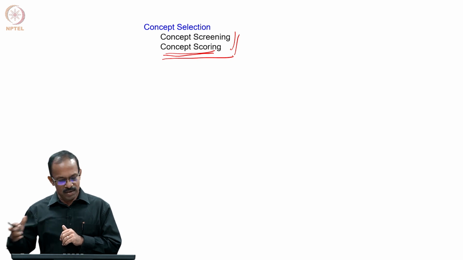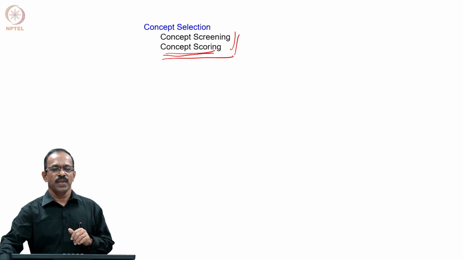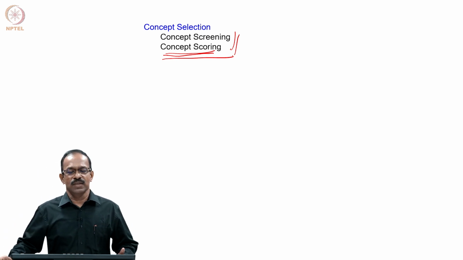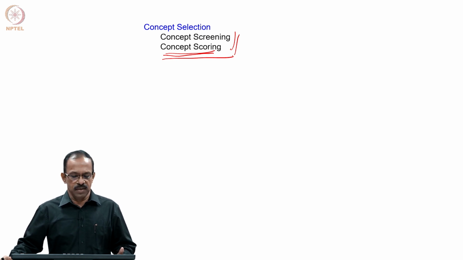Okay, so that is all from this course. We started with the basics of engineering design and finally stopped with the generation of concepts and selection of the best concept to design a product or a part of the product.